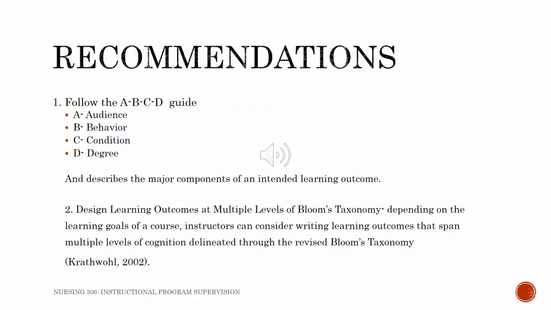Explain, analyze, and create. Condition describes physical and temporal features of the outcome, such as within, independently, or verbally by the end of a term. Degree describes the level of attainment, independently or fully. Design learning outcomes at multiple levels of Bloom's taxonomy depending on the learning goals of a course. Instructors can consider writing learning outcomes that span multiple levels of cognition delineated through the revised Bloom's taxonomy by Krathwohl 2002.